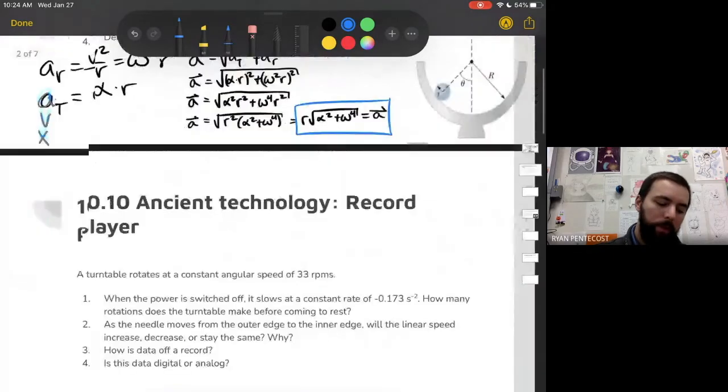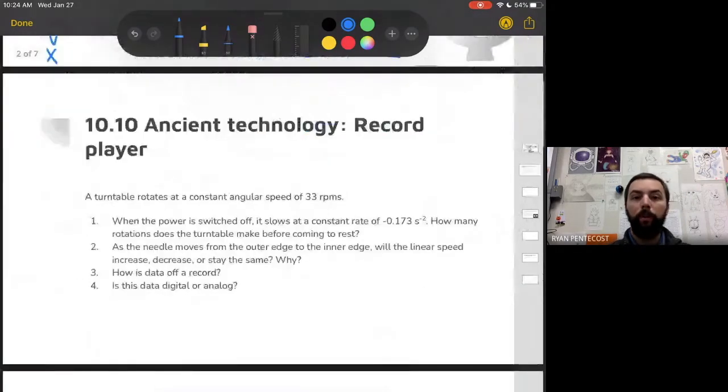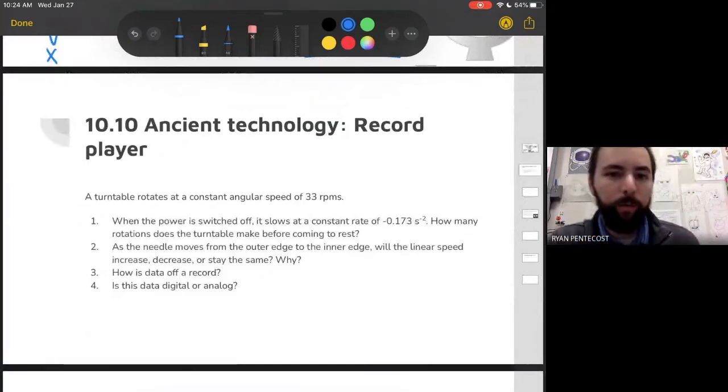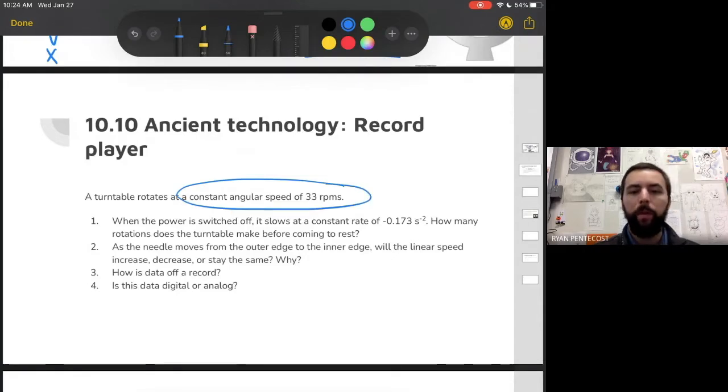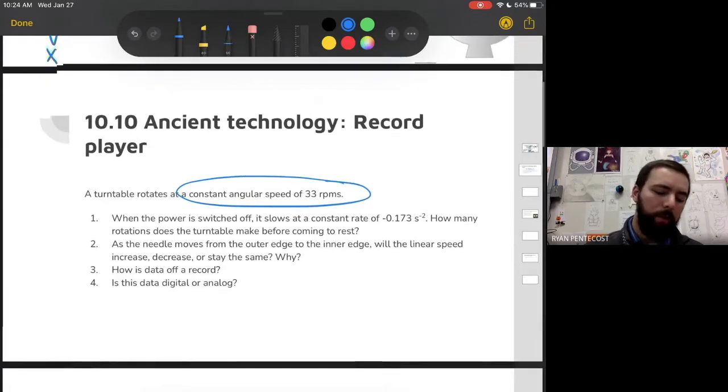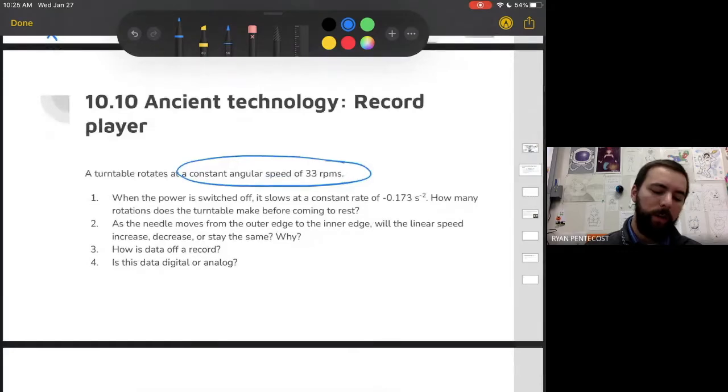Okay, now let's go to some examples. We're going to talk about a record player first. I know it's ancient technology for some of you, but a record player. So a turntable rotates at a constant angular speed of 33 RPMs. Some vinyls need to be spun at 45 RPMs or some are 78 RPMs, but most nowadays are 33s. Now, when the power is switched off on this turntable, it slows at a constant rate of negative 0.173 seconds to the negative second power. How many rotations does the turntable make before coming to rest?